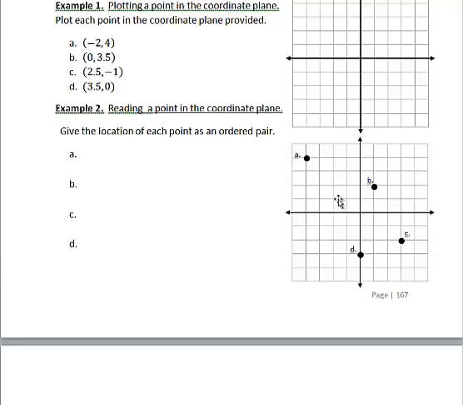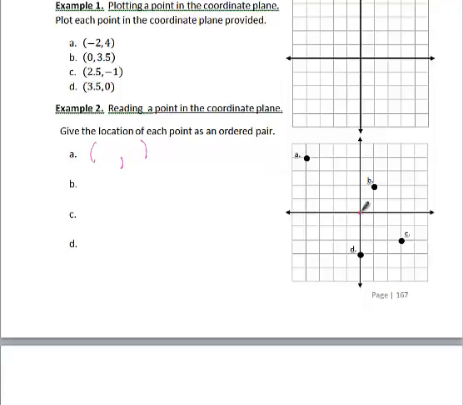Example 2, we're going backwards with respect to example 1. Here we're given points on the 2D plane, and we want to figure out what the coordinates are. So for A, here is point A. We start at the origin. We want to write our coordinates in terms of an ordered pair, so parentheses, a comma, and 2 spaces. Okay, you want enough space to put your numbers in here.